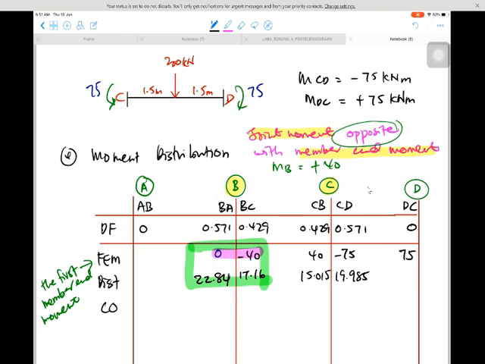We have to distribute the joint moment. The member end moment we get from the distribution of joint moment. So how do we get the joint moment? Remember that I have explained the joint moment also in my previous session, referring to this example.